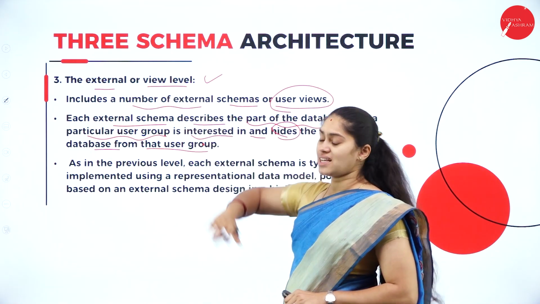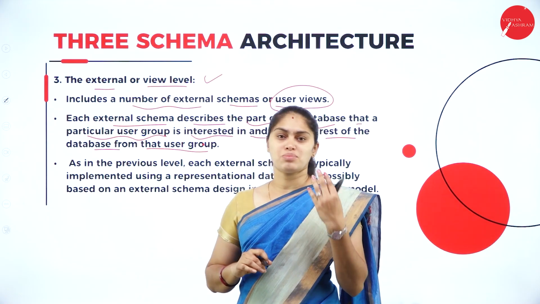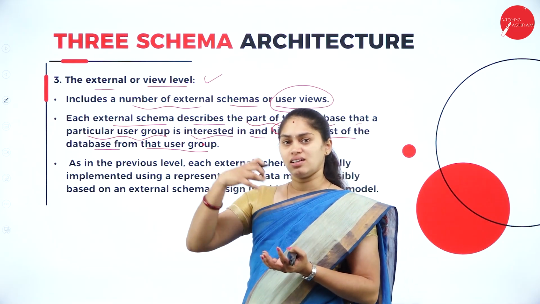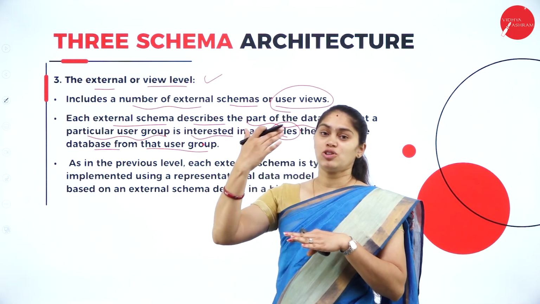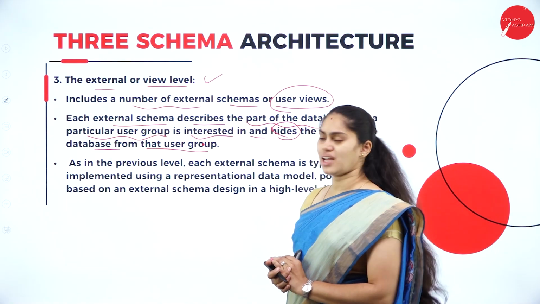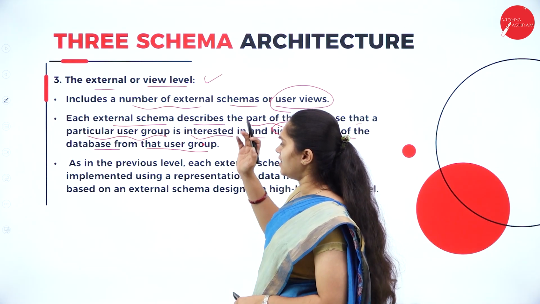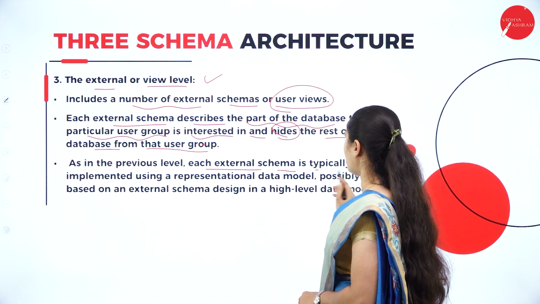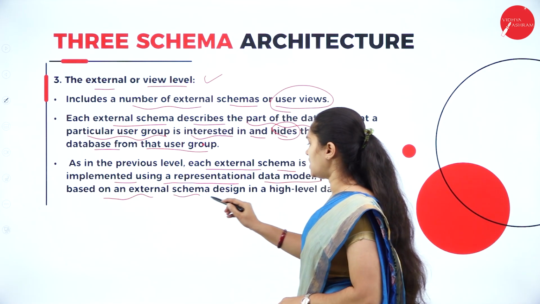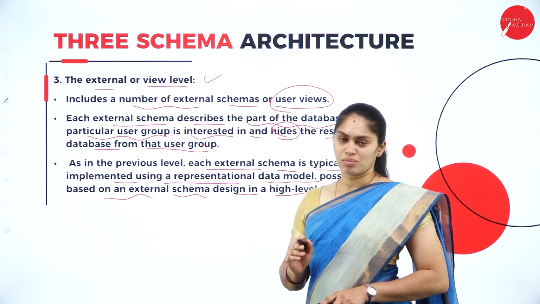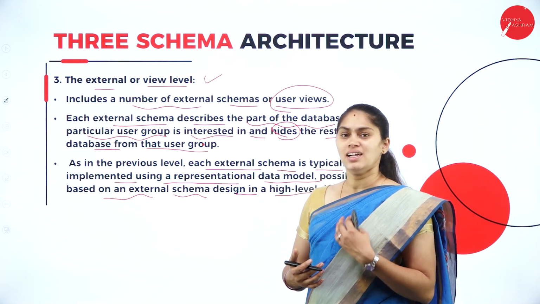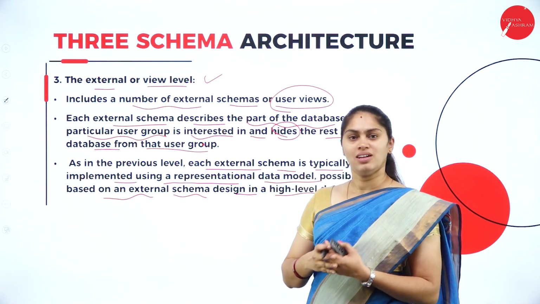So with this external level or view level, we can expect more abstraction. We won't get to know where we have the actual data, how it is getting processed, and how it is transmitted from the lower level to the upper level. All that we don't know. We just know how to access the content. That is what we mean by more abstraction in the external level. Each external schema is typically implemented using a representational data model and based on the external schema design in a high level data model. By making use of the representational data model, it all gets developed and reaches the user as a result.